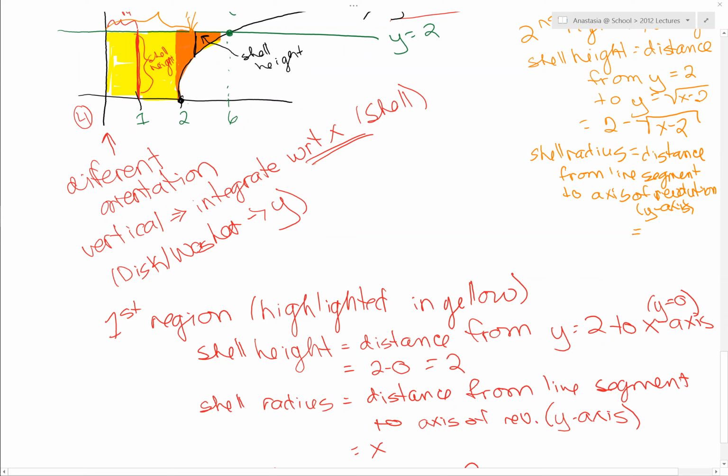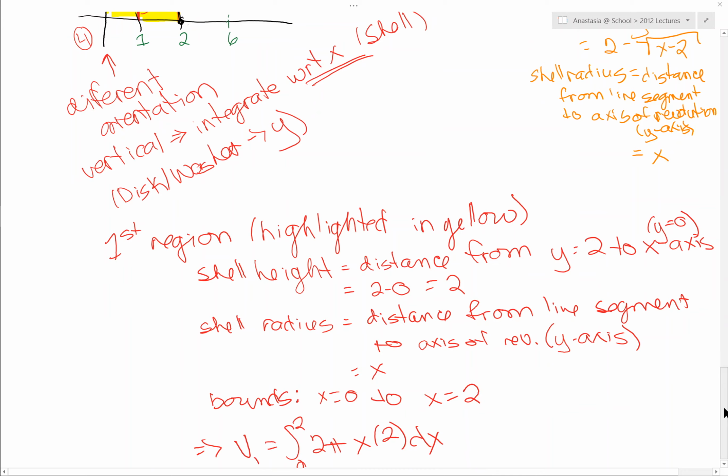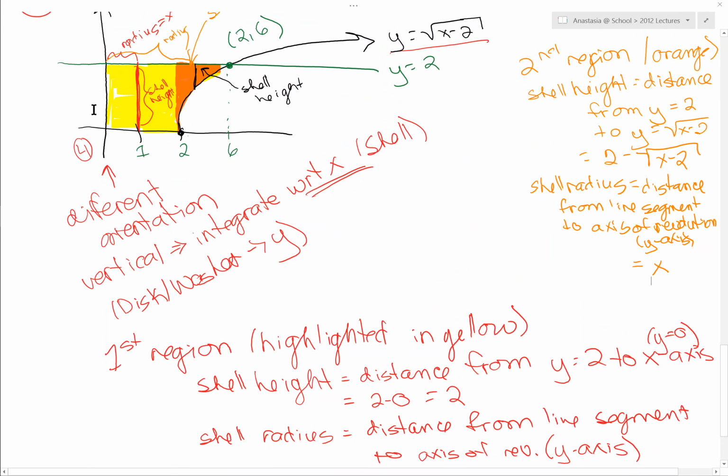So that means that even though we're talking about a different region, our shell radius is still going to be the same. Since the axis of revolution is the same, the shell radius will be the same. Now this might not make sense to you just yet because it's a different region, so how do we have the same shell radius? Well, it's taken into account by the bounds of integration. For our first region, the bounds of integration go from 0 to 2. So if we're talking about x values from 0 to 2, then that would be from here to there. So our shell radius would be all of these distances here.